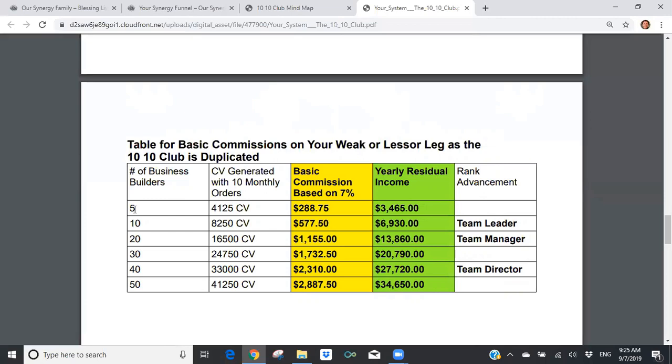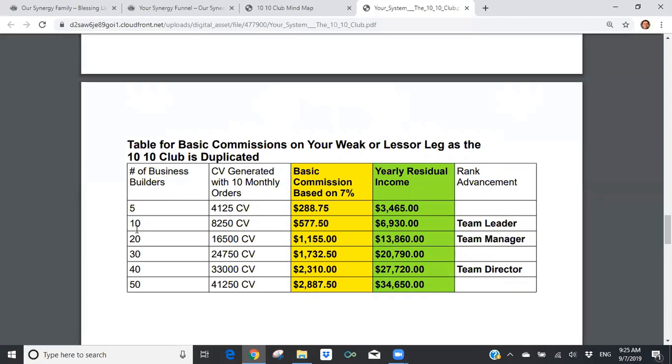And if they're teaching the principle of the 10-10 Club and helping those people that they've sponsored into Synergy Worldwide build out their customer base, what does it do? It increases your CV volume. So if I've got 10 business builders, whether I personally sponsored them or whether they've come through people that I've personally sponsored into Synergy Worldwide, the goal is to help everyone create their customer base, to create the cash flow to operate their Synergy business.